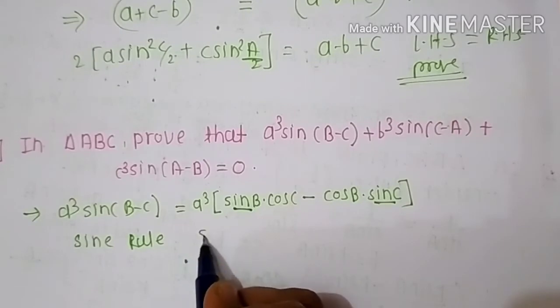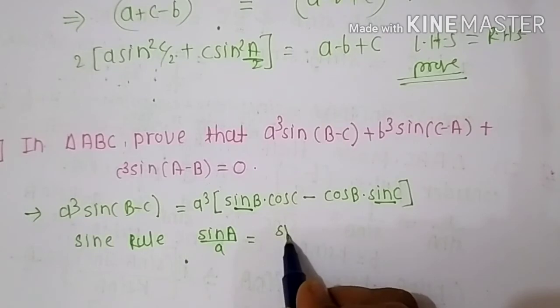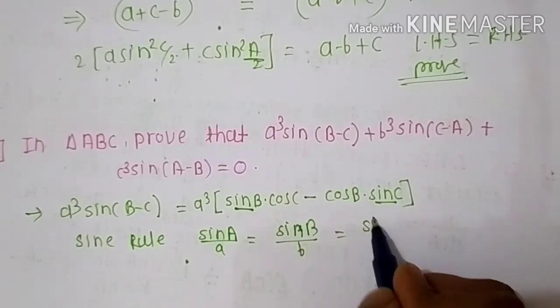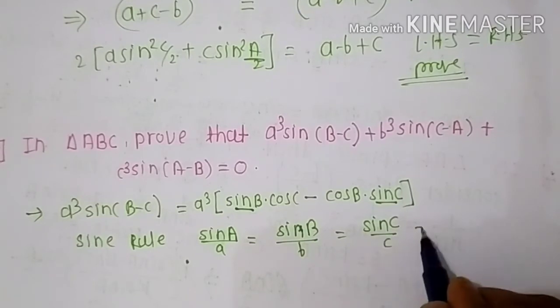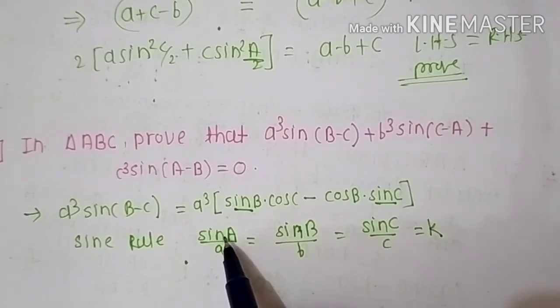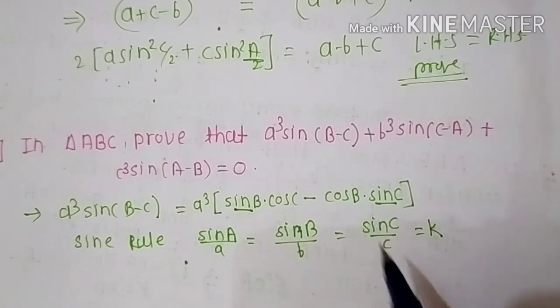that is sine a upon a is equal to sine b upon b is equal to sine c upon c is equal to some constant k. We have used this rule because we have to find the value of sine a, such that sine a upon a, this ratio is equal to k, and from that we get the value for sine a. If we want to find the value for a, then we apply a upon sine a, b upon sine b, c upon sine c.